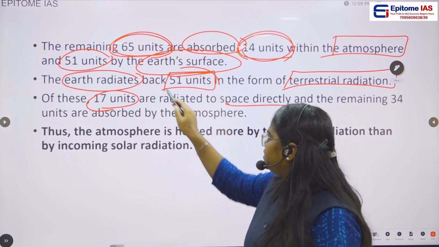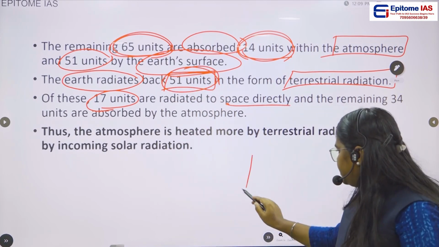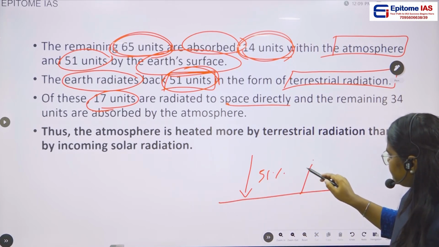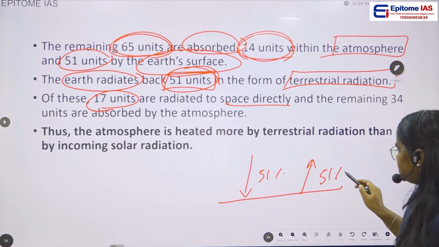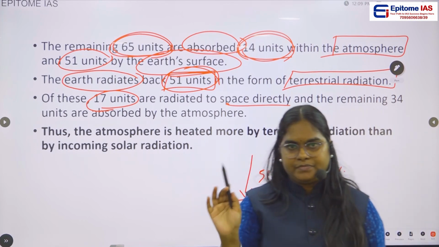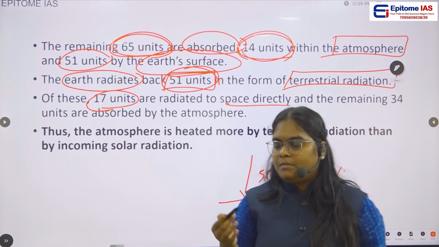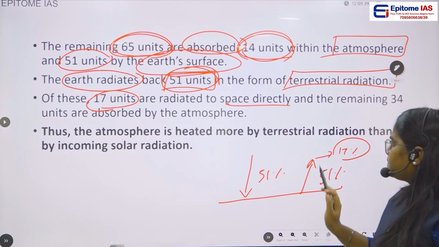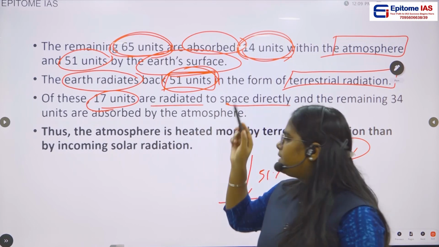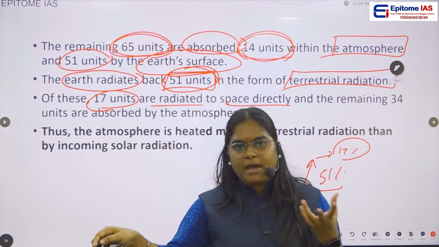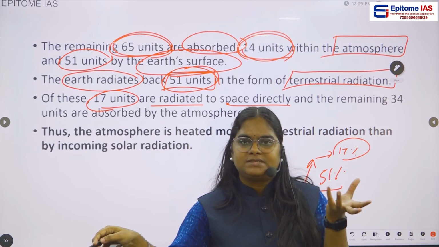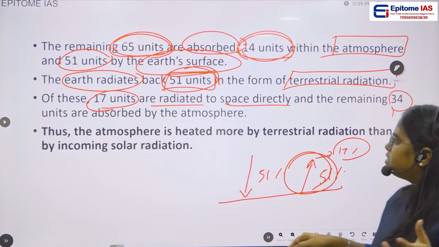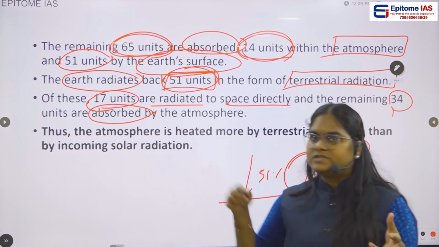Out of this 51 percentage, I told you only 51 percentage actually reaches the Earth's surface. Now all these 51 percentage, the Earth will try to radiate back through terrestrial radiation, but only 17 percentage of this 51 units are actually radiated back to the space. Then what happens to that remaining 34 percentage of the terrestrial radiation? So the remaining 34 percentage are absorbed by the atmosphere.